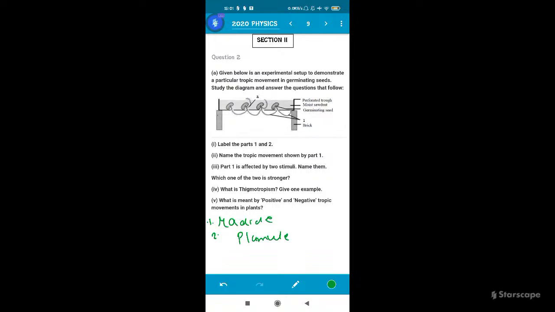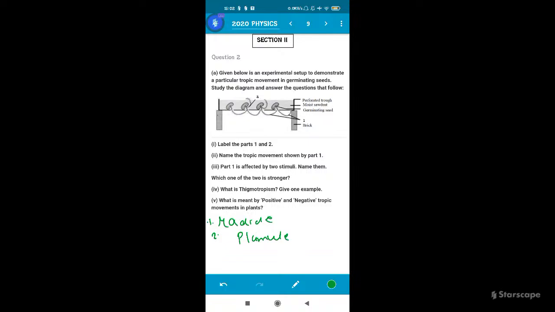Now your next question is: name the tropic movement shown by part 1. You know part 1 will develop into the root, and roots have a tendency to get attracted towards moisture and also towards wherever they can find soil. So you can either write the answer as hydrotropism or you can write the answer as geotropism. Both the answers will be correct in this case.